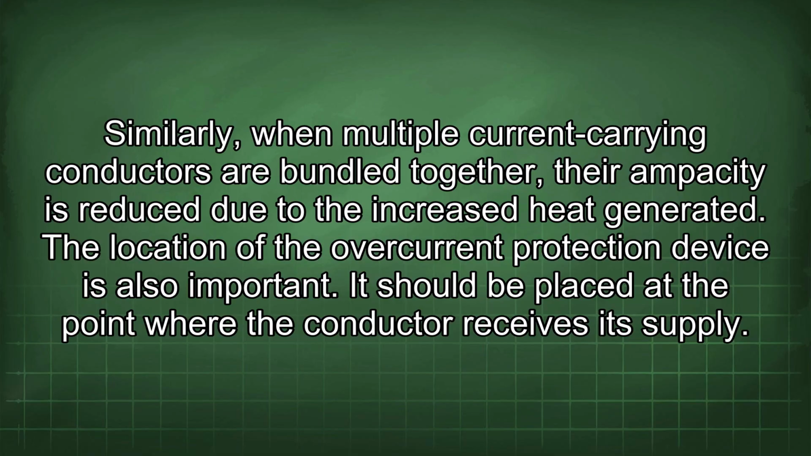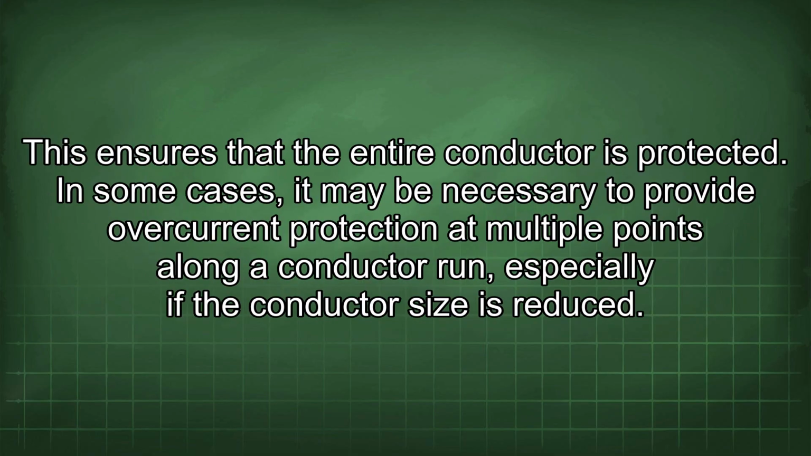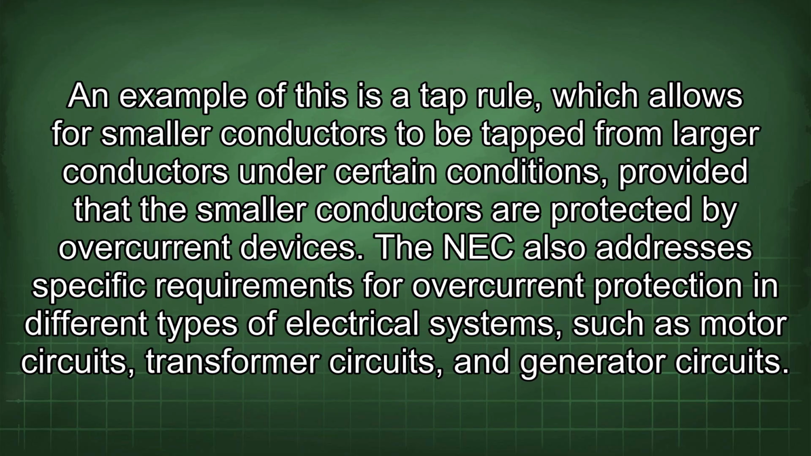The location of the overcurrent protection device is also important. It should be placed at the point where the conductor receives its supply. This ensures that the entire conductor is protected. In some cases, it may be necessary to provide overcurrent protection at multiple points along a conductor run, especially if the conductor size is reduced. An example of this is a tap rule, which allows for smaller conductors to be tapped from larger conductors under certain conditions, provided that the smaller conductors are protected by overcurrent devices.